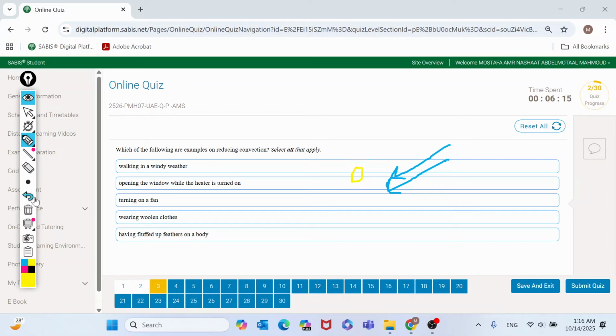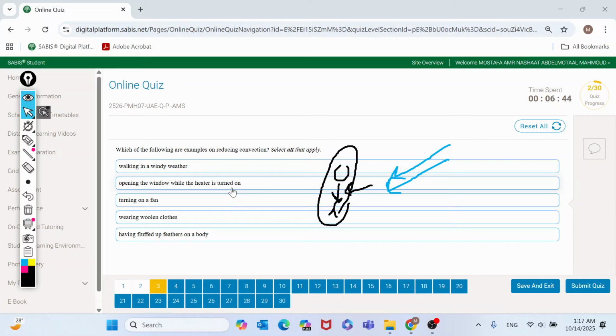Let's say this is you, and your body releases heat. The cold air would hit you and move the hot air out of the way. So it's going to forcefully increase convection around you. So no.